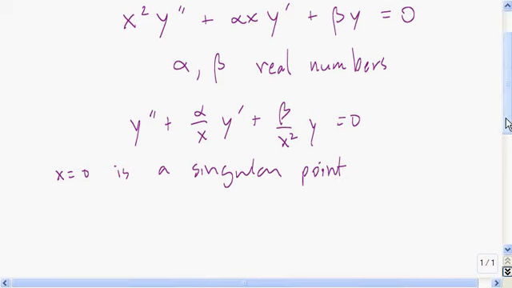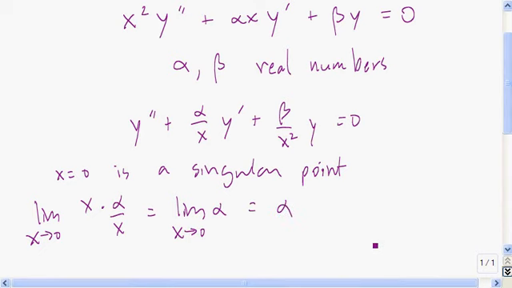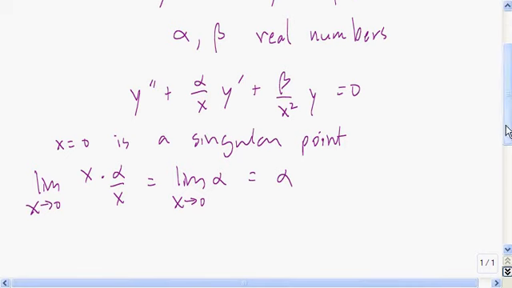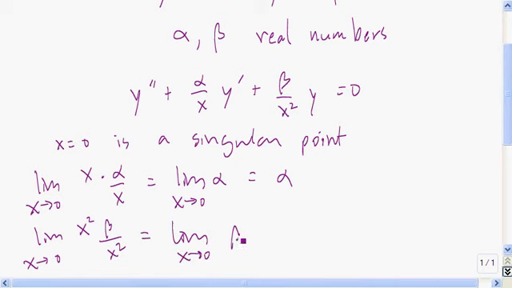So as a reminder, what we have to do is check the limit as x goes to 0 of x times the coefficient of y prime, so alpha over x. That's equal to the limit as x goes to 0 of just alpha, which is alpha. More importantly, that limit exists. Then we take a look at the limit as x goes to 0 of x squared times the coefficient of y. So that's beta over x squared, and this is equal to the limit as x goes to 0 of beta, which is just beta. So these two tell us that x equals 0 is a regular singular point.